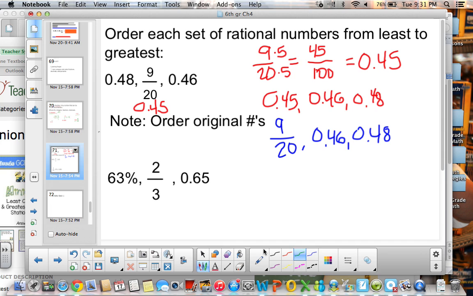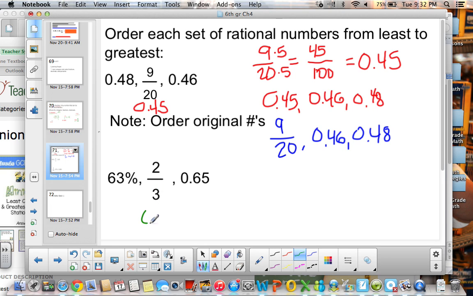Now we have 63%, 2/3, and 65 hundredths, or 0.65. As you can see, we have one of each of the forms. So we are going to figure out which form would work best. It doesn't really matter which way you convert, you'll still be able to figure out the least to greatest. Sometimes it's just easier to pick one over the other. This time I'm going to convert them all to percent. This one is already a percent.